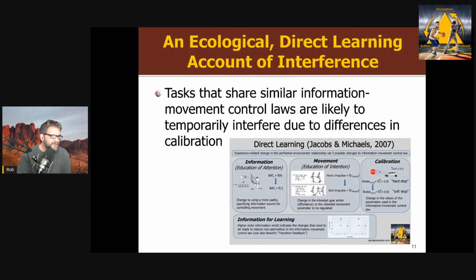So in the balance task, you're using presumably proprioceptive information and maybe visual information as well from viewing the wall to control movements of the limbs of your lower body to control your center of gravity. So that's the information from the senses, and the parameter you're controlling, your center of gravity, are the same. What's going to be different between those two tasks, balancing on the board and balancing on the wobble board, is calibration, right? And so I think we can understand interference in terms of when you give people two tasks that require very similar information-movement control laws, but have different calibrations, that's going to likely cause interference, right?